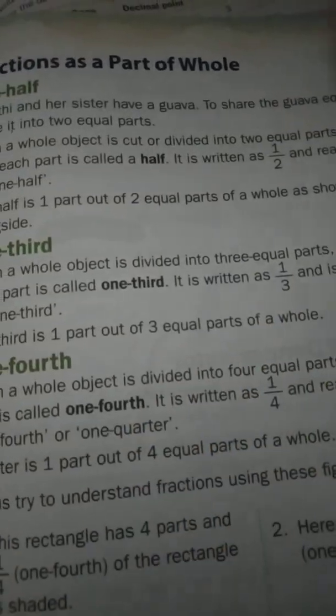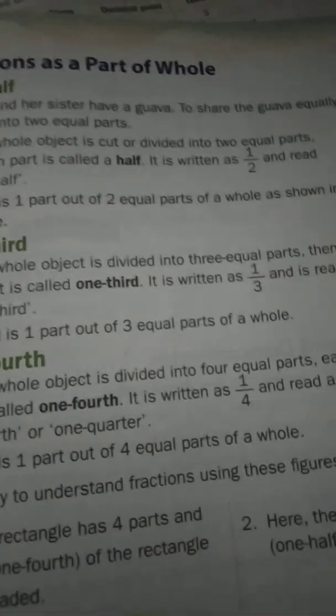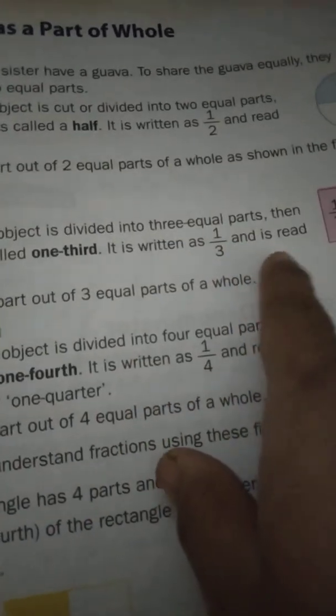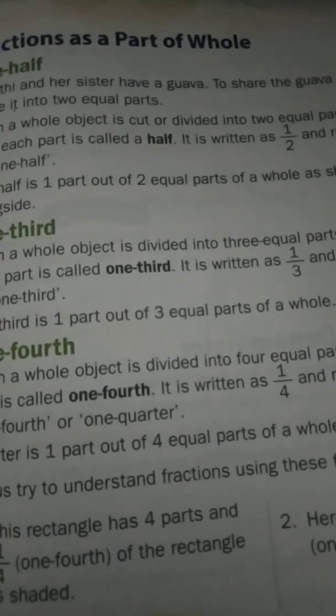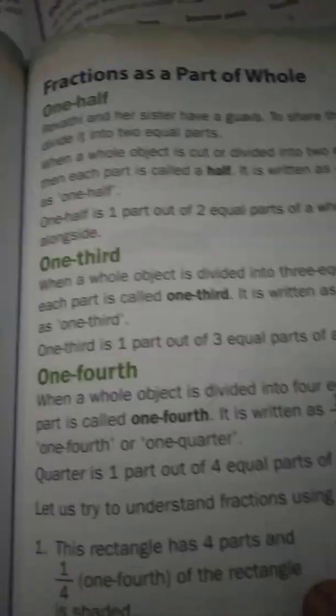So, "Mama, give me one third of the apple, it is enough for me." We will say it like that, or not? It is written as 1 by 3 and read as one third. One third is nothing but one part out of three equal parts of a whole.